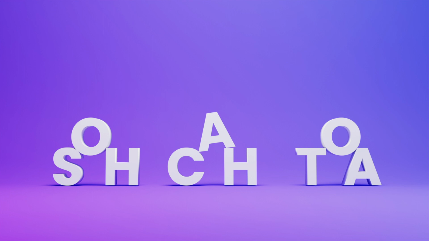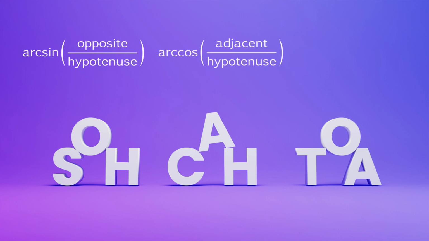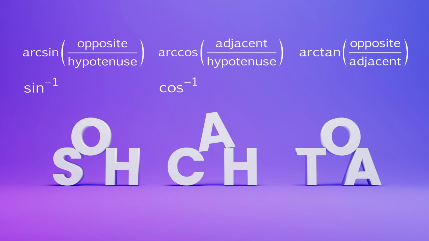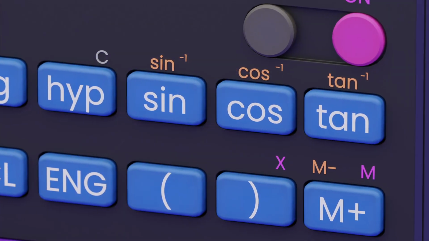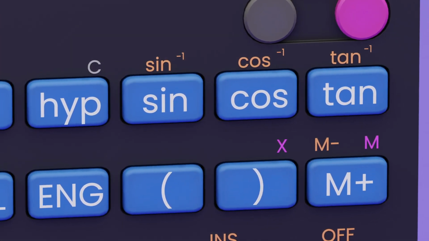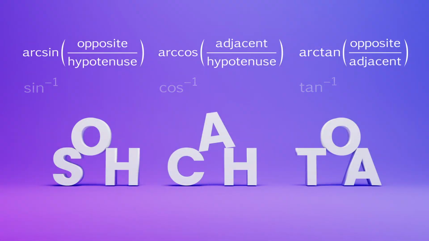Note that the common way to write these inverse functions is arcsine, arccosine, and arctangent. Sometimes they are also written sine to the power of -1, cosine to the power of -1, and tangent to the power of -1. You will likely see this on calculators. We'll use arcsine, arccosine, and arctangent in the following videos.